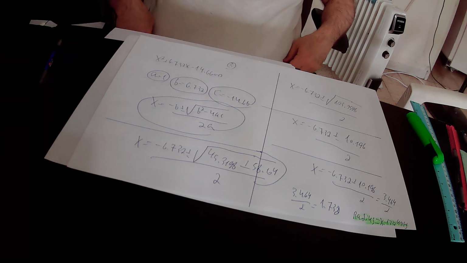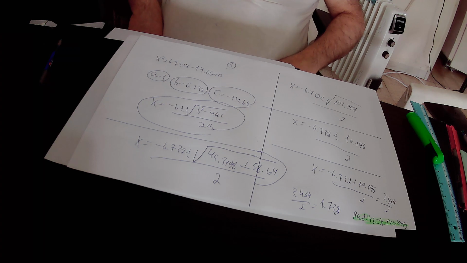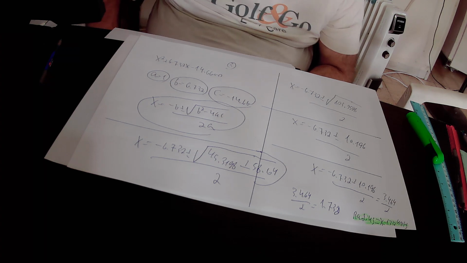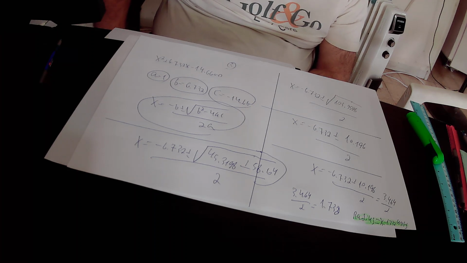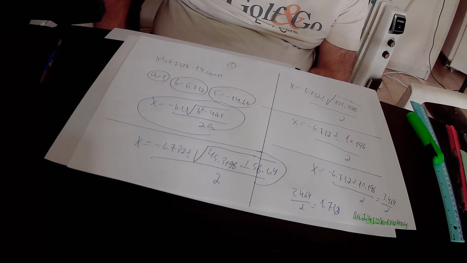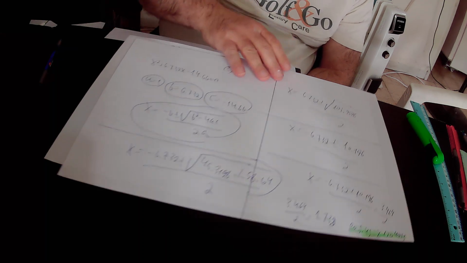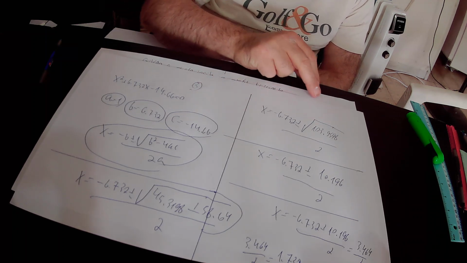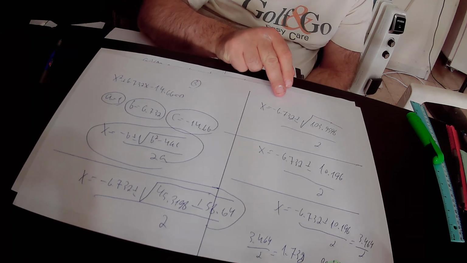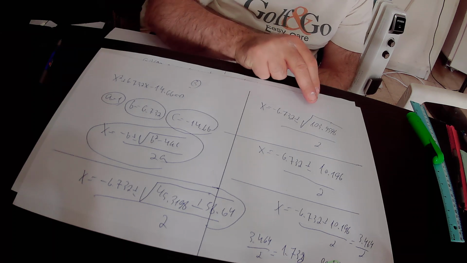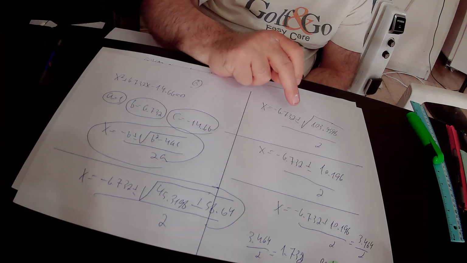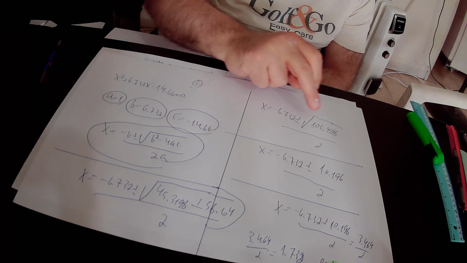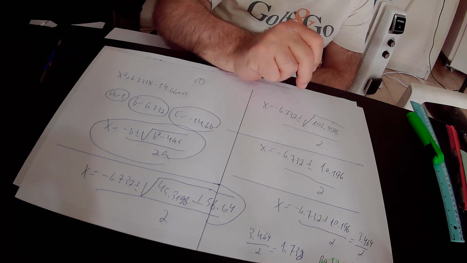In conclusion, I found that x equals minus 6.732 plus or minus the square root of 45.3198 plus 58.64, over 2. So 45.3198 plus 58.64 equals 103.9598. So x equals minus 6.732 plus or minus the square root of 103.9598, which is 10.196, divided by 2.